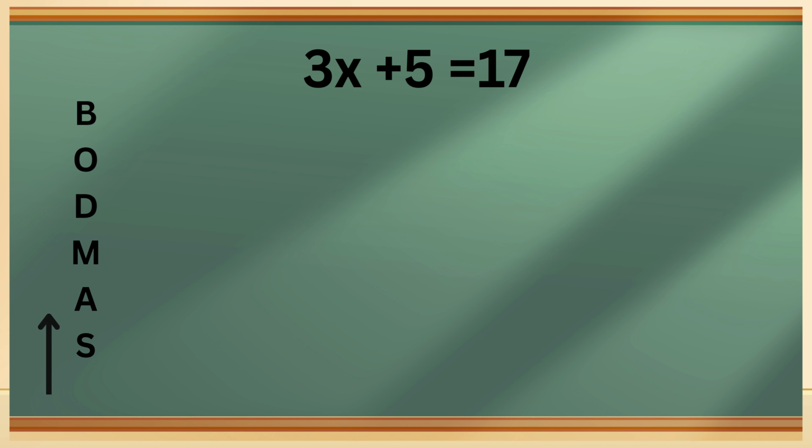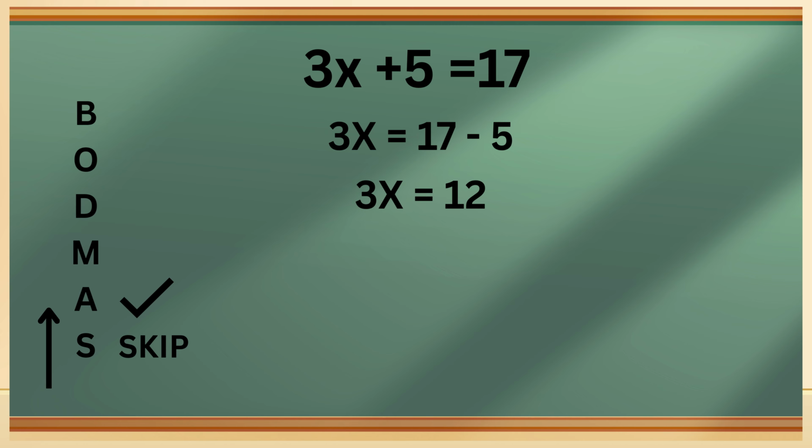Let's start. 3x plus 5 equals 17. So subtraction is not there, we'll skip it. Next is addition. We will transpose plus 5 from the left hand side to the right hand side and it will become minus 5. 3x equals 17 minus 5. 3x equals 12. Now next, multiplication. Our multiplier 3 will become divisor on the right hand side. x equals 12 divided by 3, x equals 4.